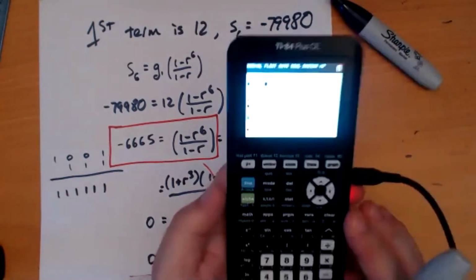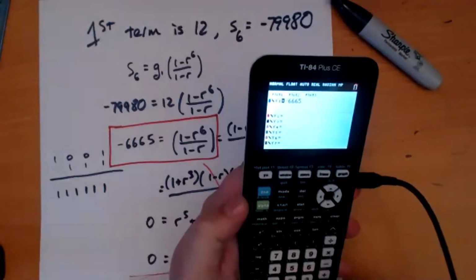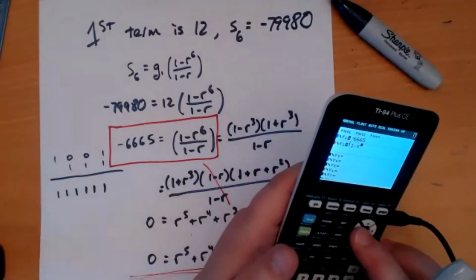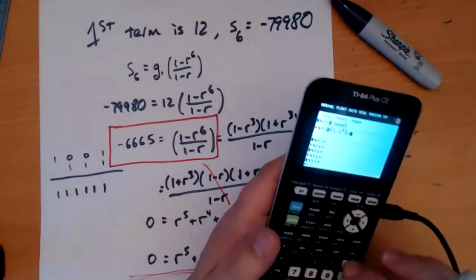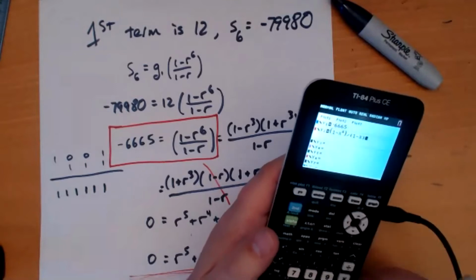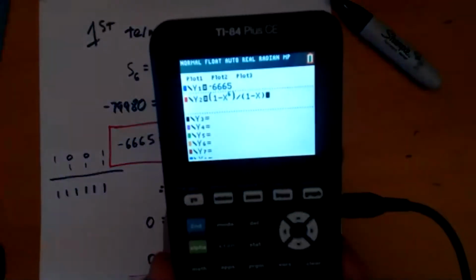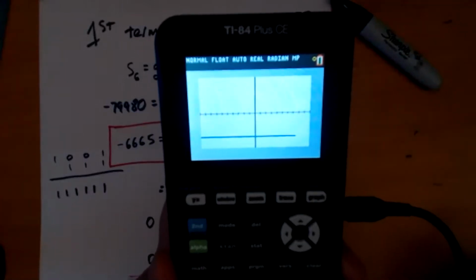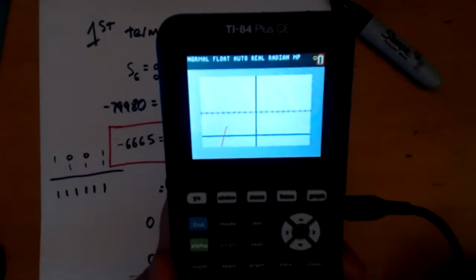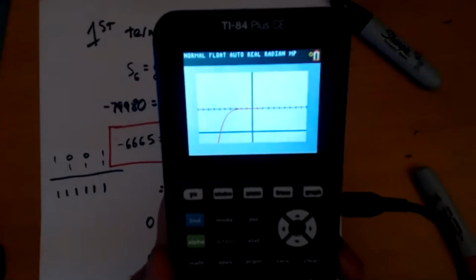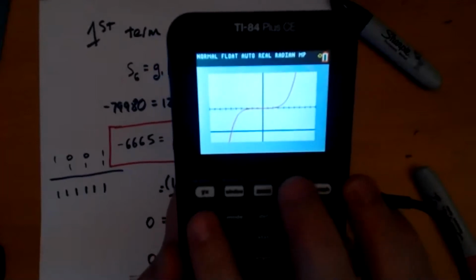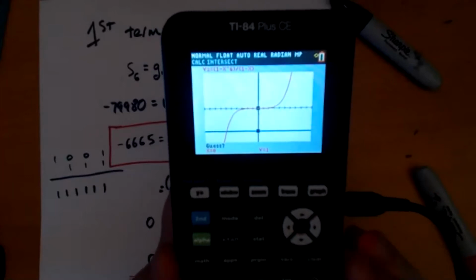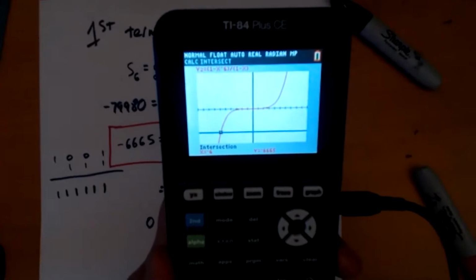You just put in -6665 and 1 minus x to the 6th divided by 1 minus x. And then you just find the point of intersection, -6.